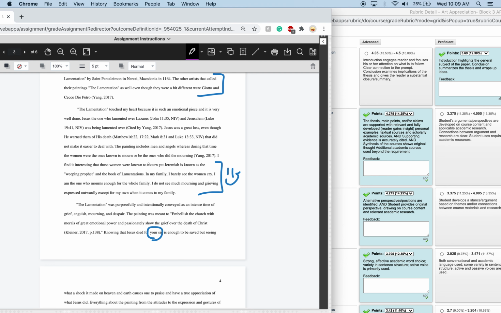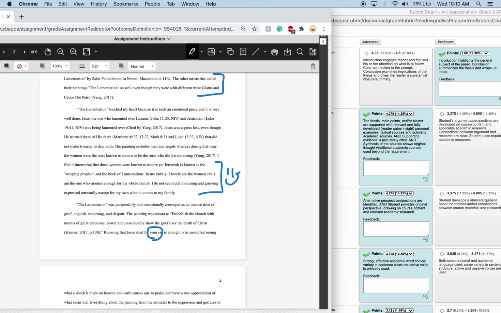And the prompt says, how do you, as the viewer, I can't remember the language in the prompt, see the people at the time connecting with it, and then how does it speak to you in some way? I might have been ad-libbing a little there.